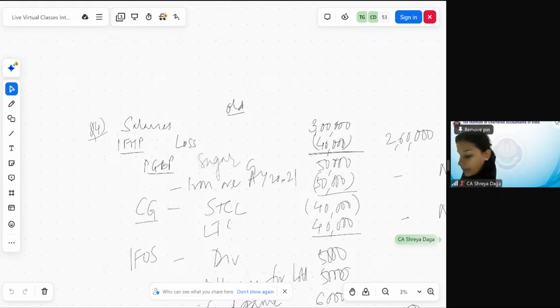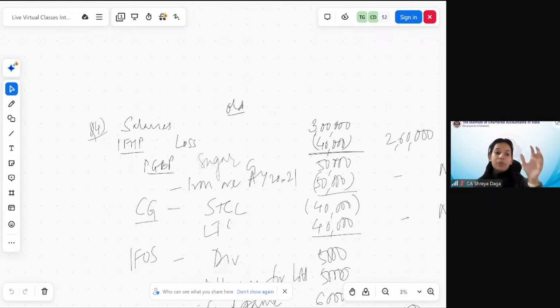Ma'am, STCL 111A adjust with LTCG? Yes. No problem. Short-term loss can be adjusted. Even 111A can be adjusted. In fact, there is no need to see 111A through a different lens. It was always taxable. Only the rate is different. LTCG under 112A, somebody can see from a different lens because it is not taxable up to 1,25,000. But STCG 111A was always taxable. That's not a problem. Can we adjust business loss with IFOS?